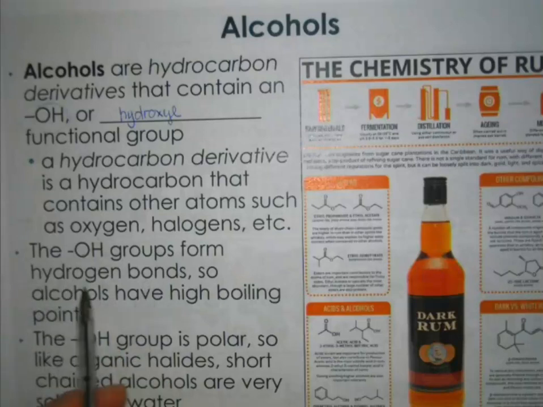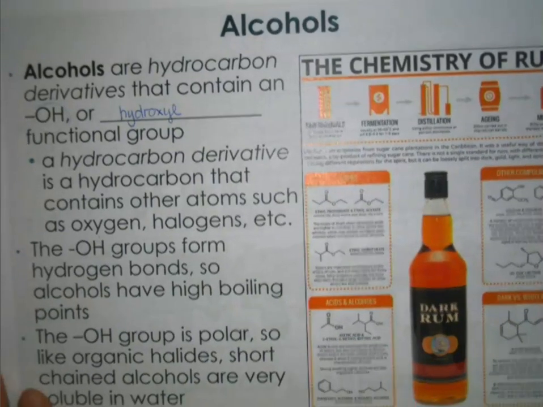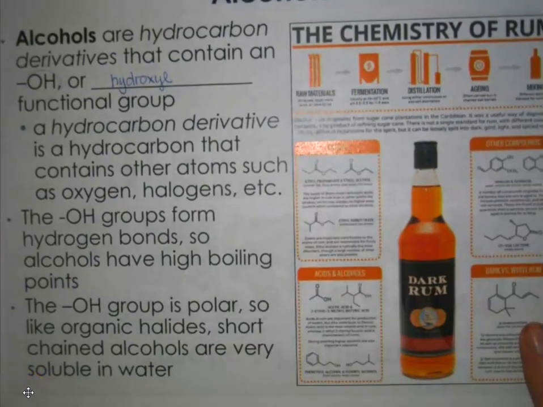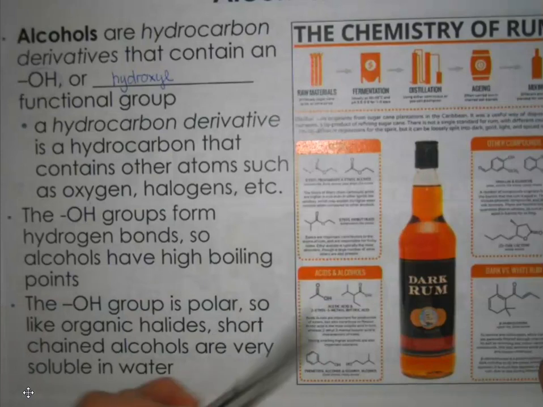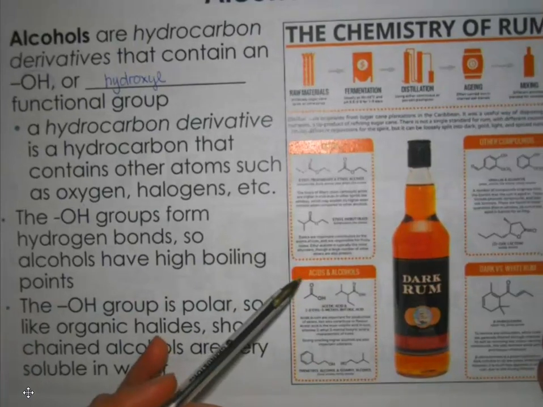Because we have that very strong type of intermolecular force, alcohols have high boiling points compared to their similar hydrocarbons. That would be like alkanes and alkenes, right? And then the last thing here is just that because we have that polar hydroxyl group, the short-chained alcohols are going to be very soluble, right? So we'll see that same kind of pattern that we saw with the organic halides, that as long as you don't have a really long chain that's kind of non-polar on the one end, we're going to see that high solubility.